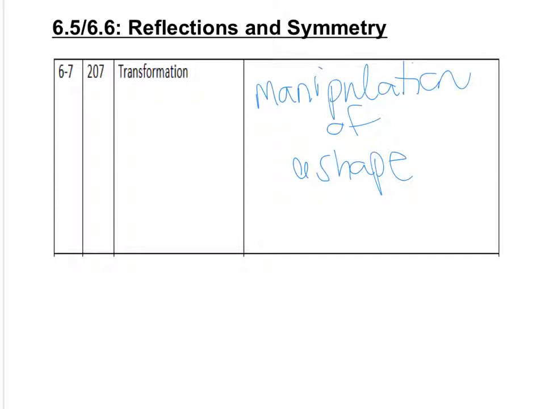So if you have a shape and you somehow change it without actually changing what the shape was, like a triangle to a circle wouldn't count. If it's a triangle and it stays a triangle, that's some sort of transformation there. You pause until everybody's written that down.